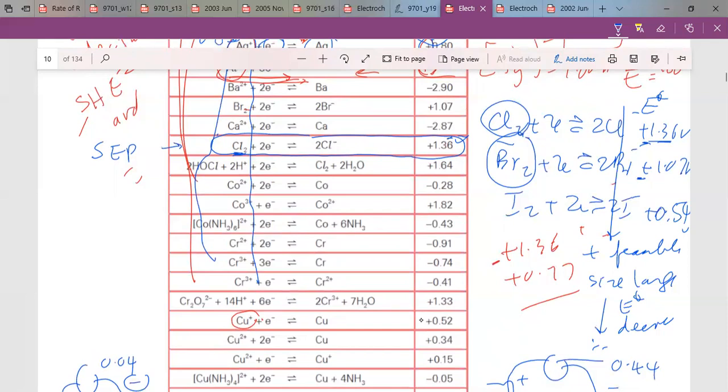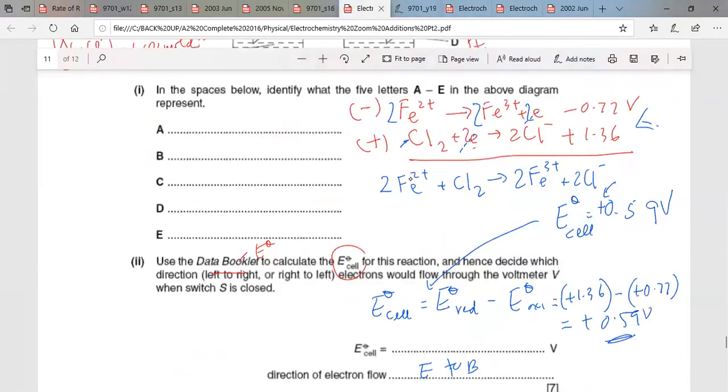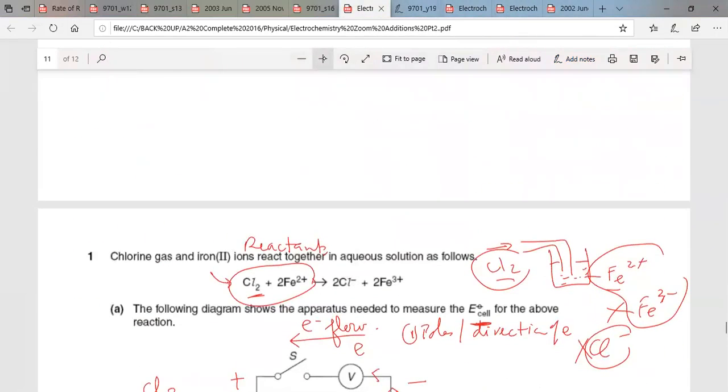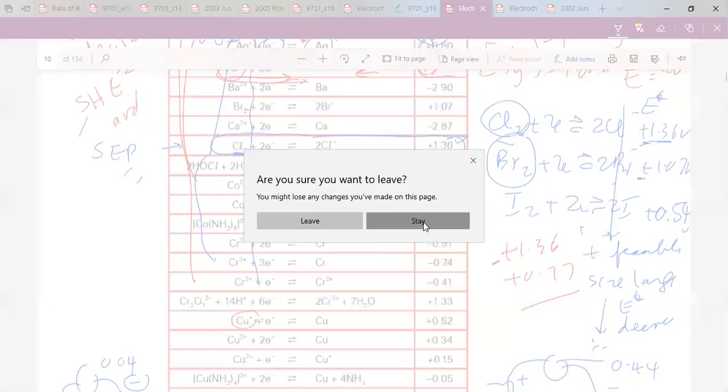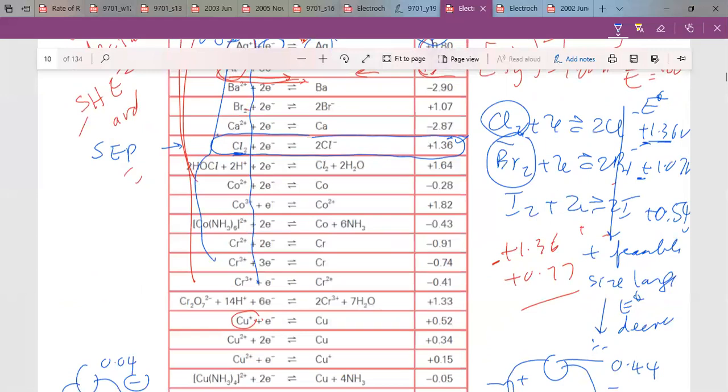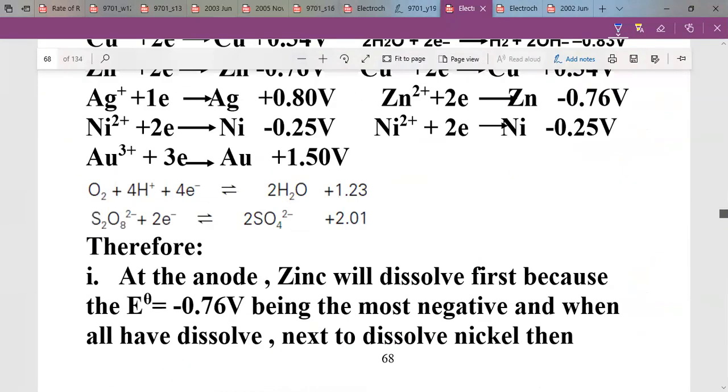Now, let me show you the marking scheme of this question here. You can see how it is being asked here. Okay, now this is on page 75.